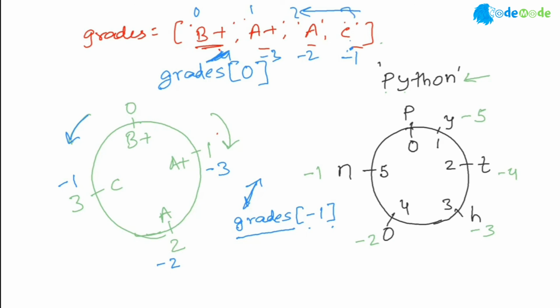And that's what is easy to do when you quickly create a circle. You can see clockwise or anti-clockwise rather than a horizontal way. So if I say grades and then square bracket -1, I'm saying from this grade list, give me the item which is at position number -1, which is letter C.